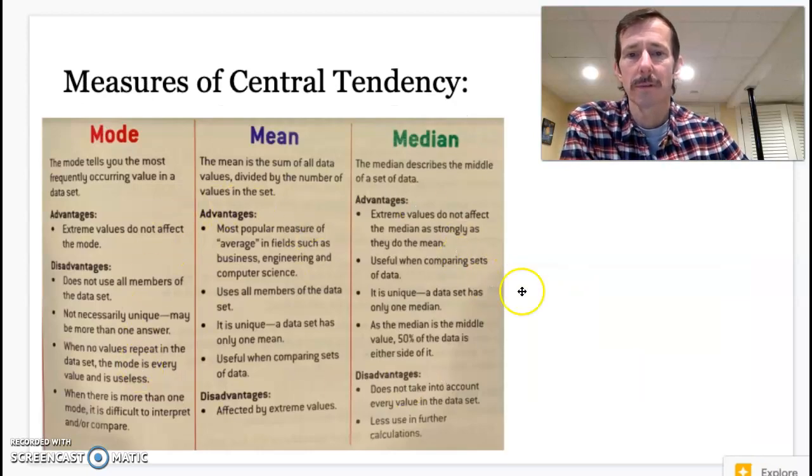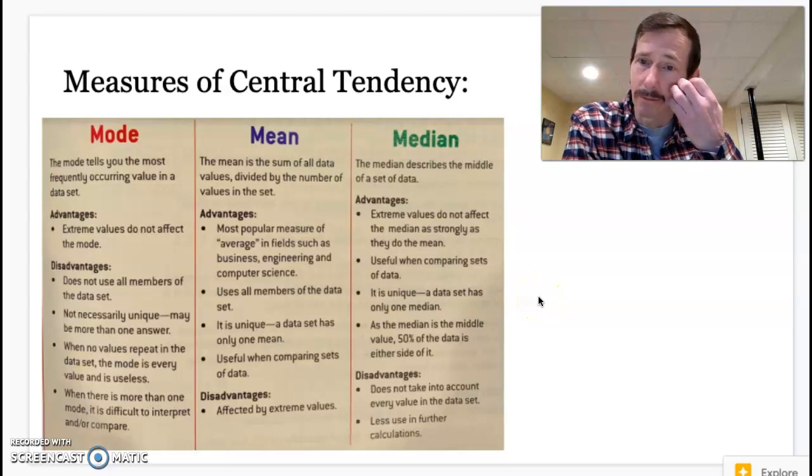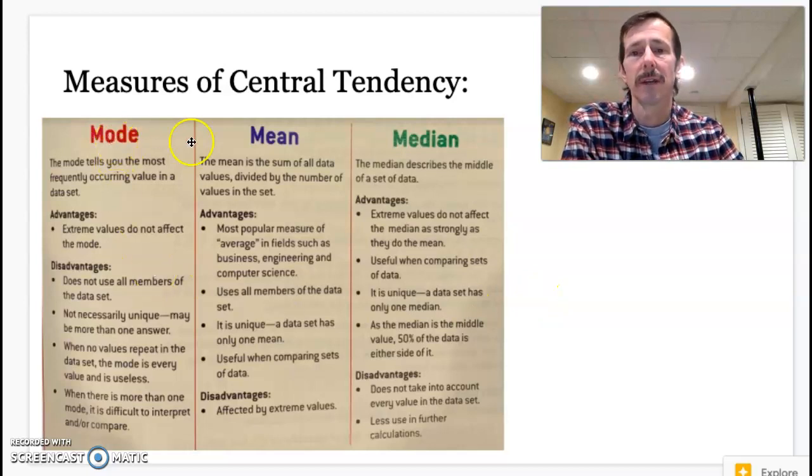And this is something you may want to pause the video and just kind of read. This indicates the advantages of the mode, the mean, the median, their advantages and disadvantages. Notice that the mean is affected by extreme values. That's why we don't use it when we have skewness. The median is not affected by extreme values, so you would have a more accurate representation of the middle.